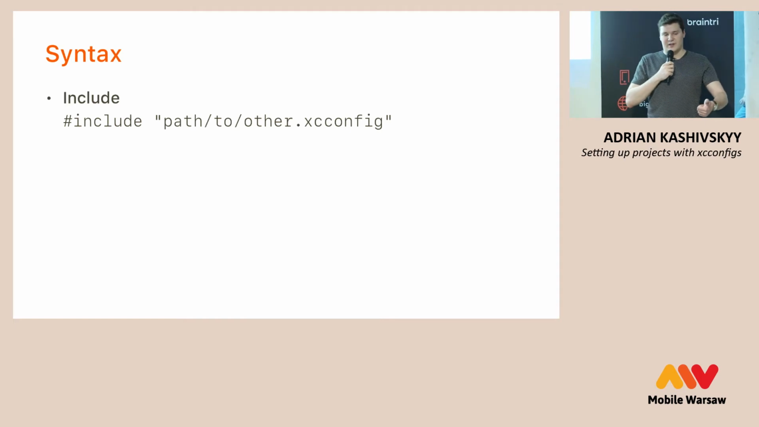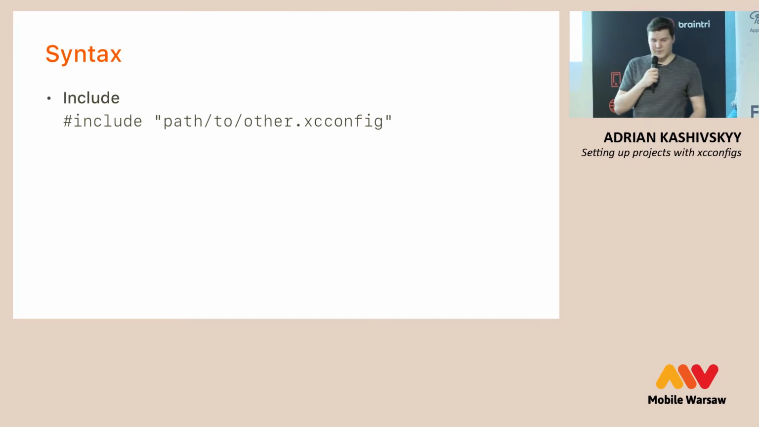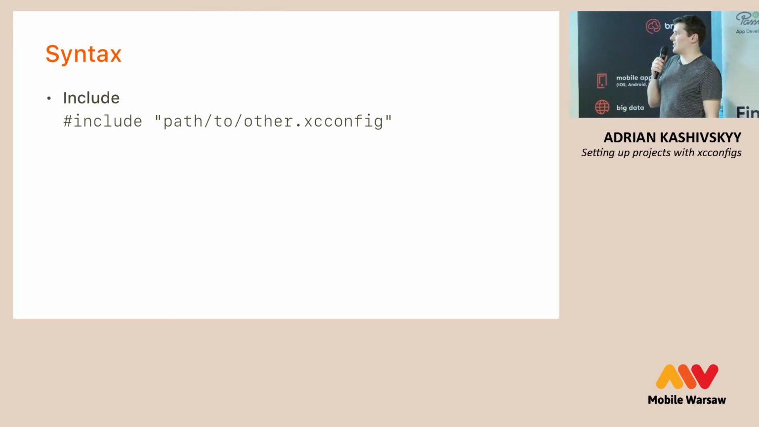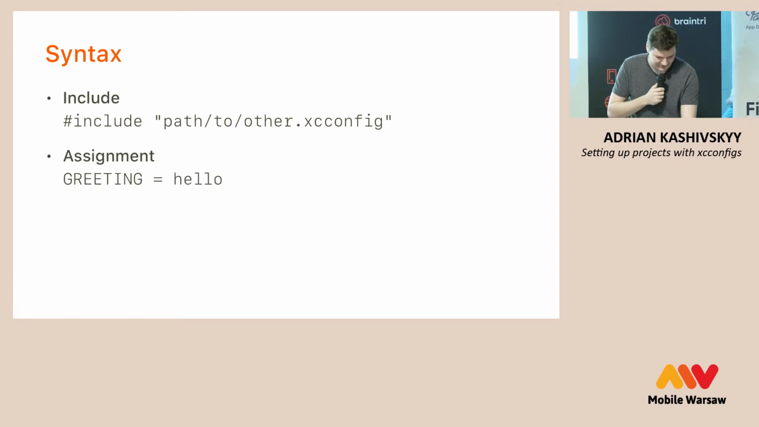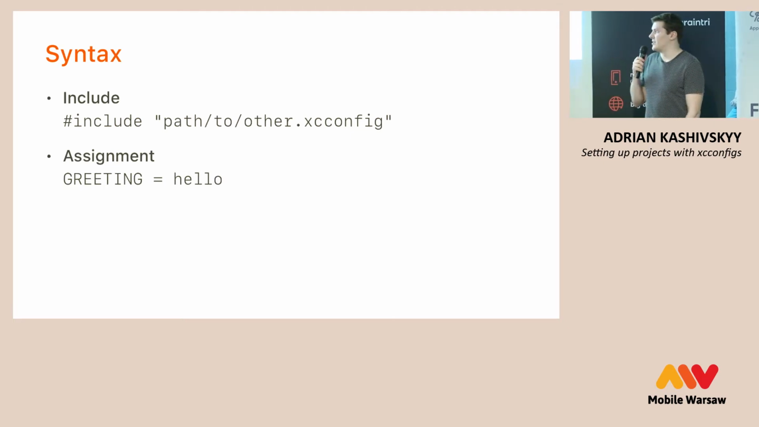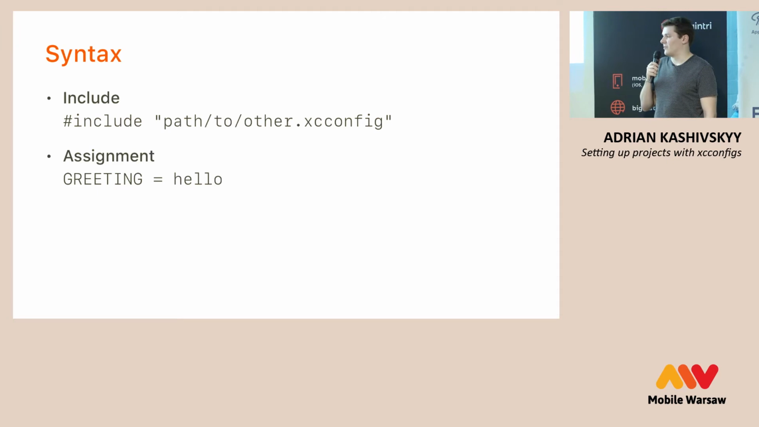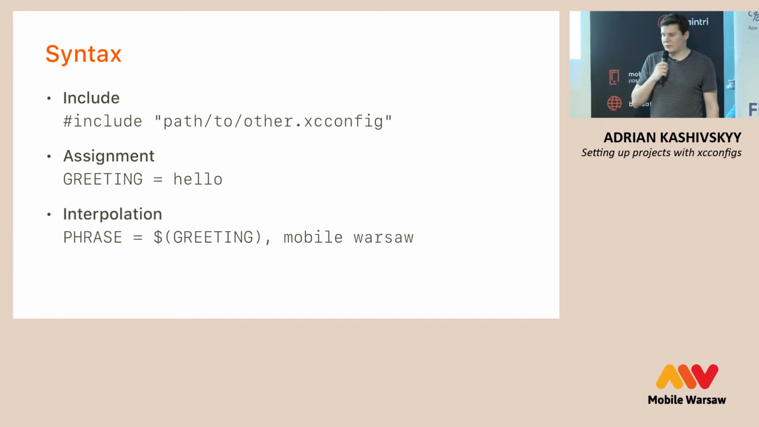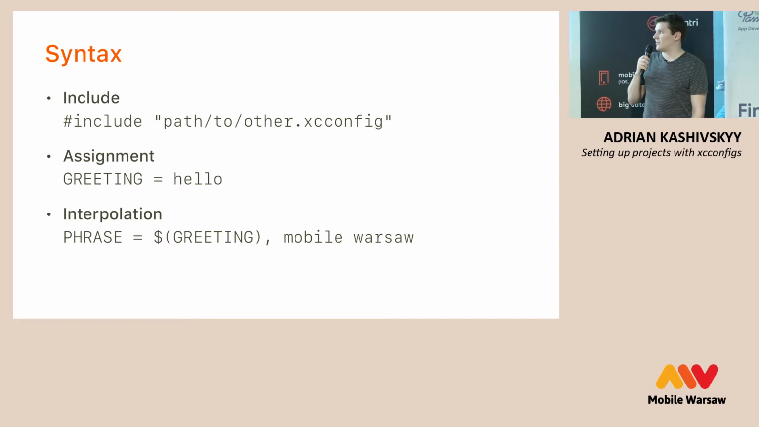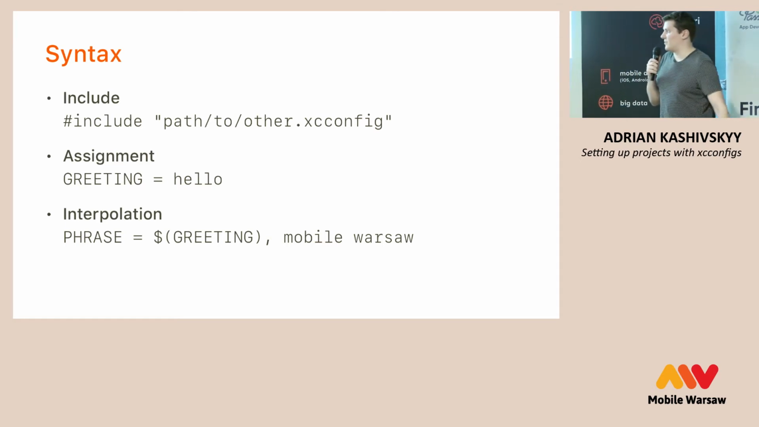The first thing you can do in xcconfig files is include other xcconfig files. You do it like in Objective-C or C, with #include. You can do basic assignments. For example, here I'm assigning the value hello to an imaginary build setting greeting. You can also, like in the visual editor, do value interpolation. You can use the values of other build settings to compose a new value out of them. In this example, I'm defining a new build setting called phrase, which will have the value hello Mobile Warsaw.